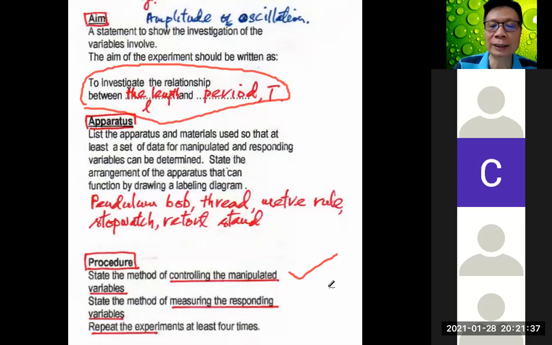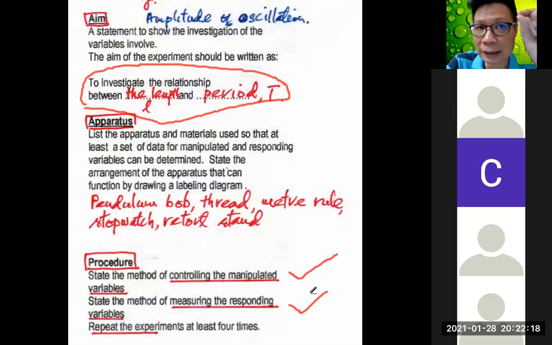The second point is the method of measuring the responding variable. This one is important. You must describe how you measure the responding variable. Here it is the period of oscillation, so you must explain how you measure the period. Roughly, it is like this. You say the time taken for 10 complete oscillations is measured using a stopwatch, like just now someone said.